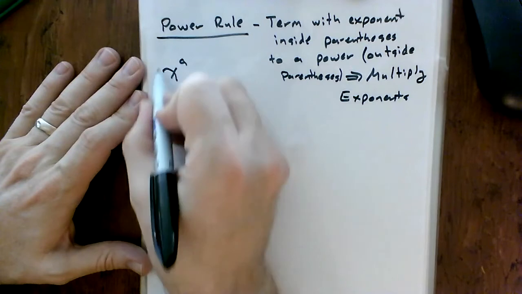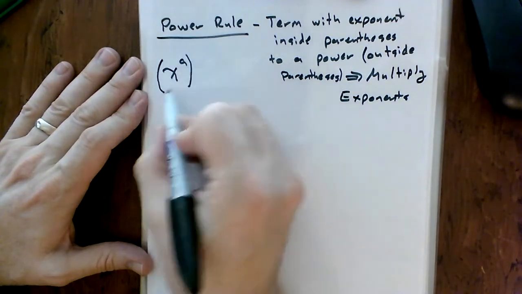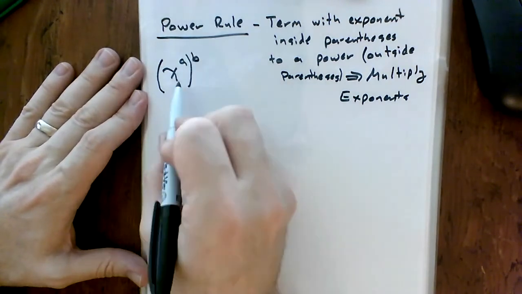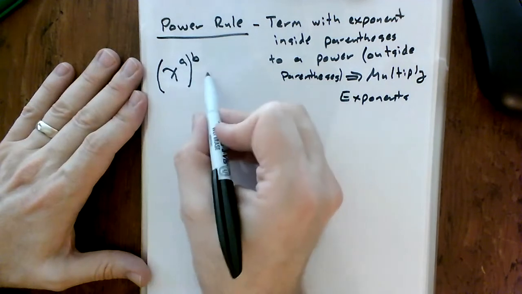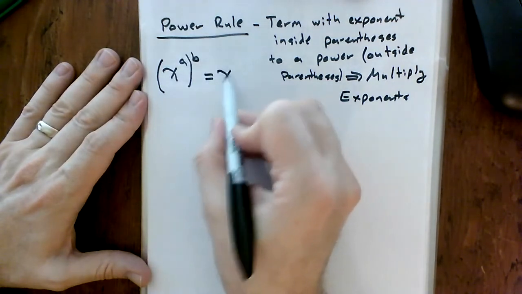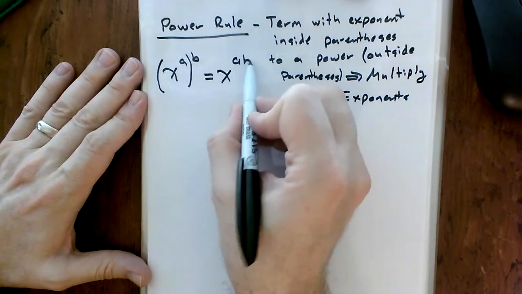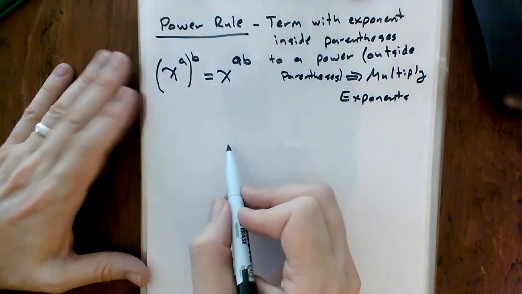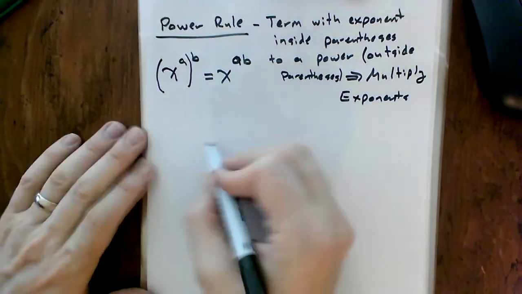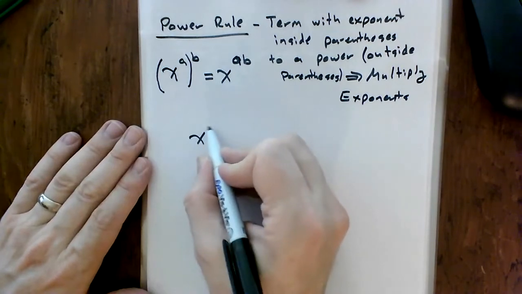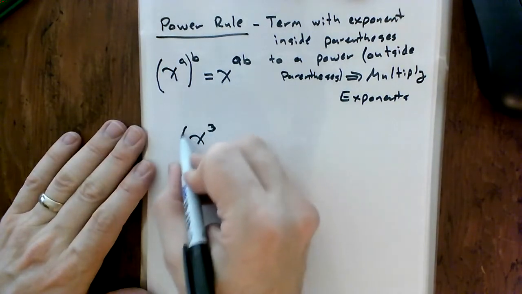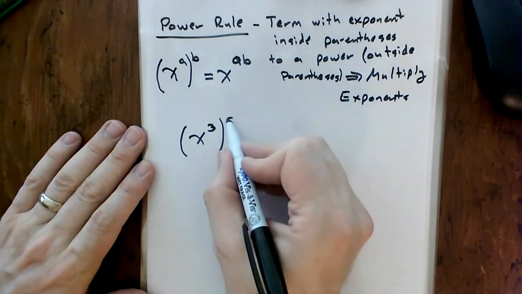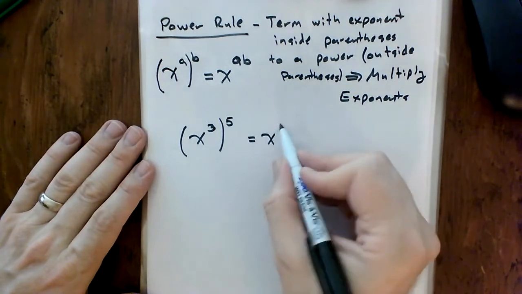So the short way of saying this: x to the a, this is inside the parentheses, and now I've got a power b outside the parentheses. Notice that I'm only writing my base one time. This is going to be x to the a times b. So what this means is if I've got x cubed to the 5th power, this is going to be x to the 15th.